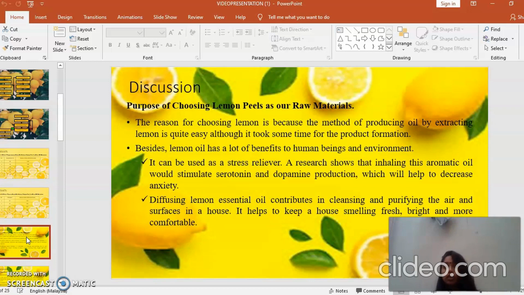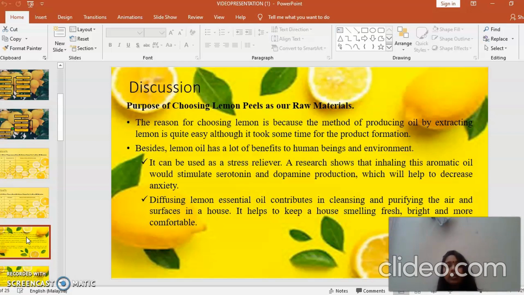Now I'm going to explain our discussion part. Why we choose lemon peels as our raw materials. This is because the method of producing oil by extracting lemon is quite easy and it took some time for the product formation.